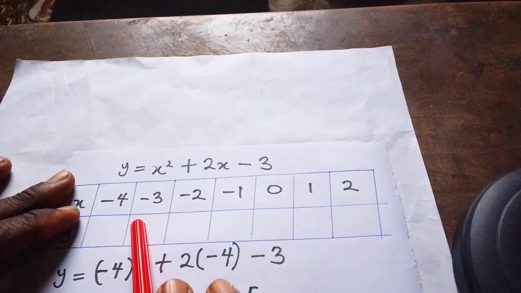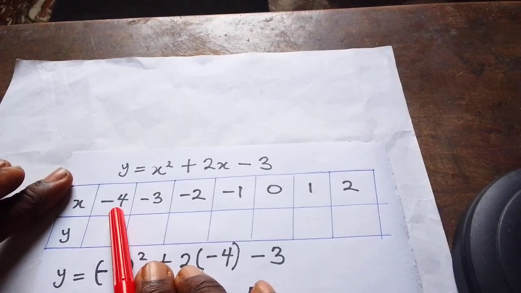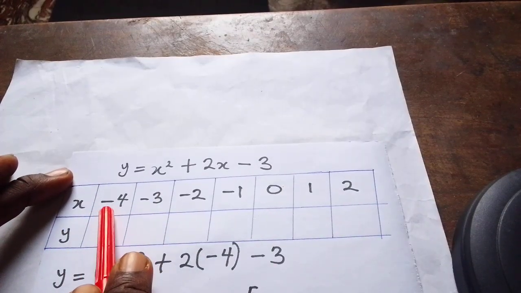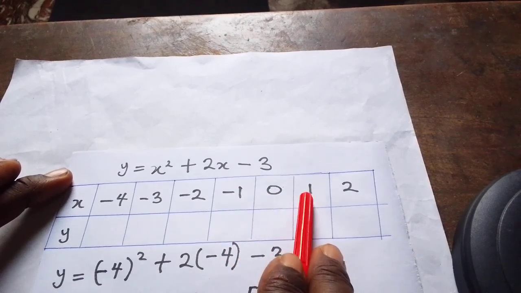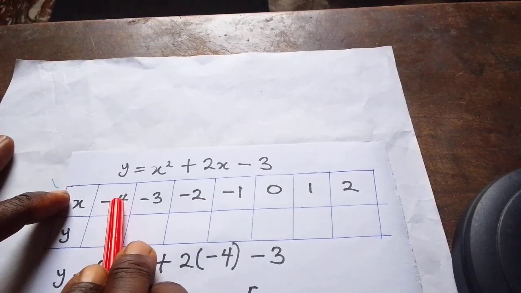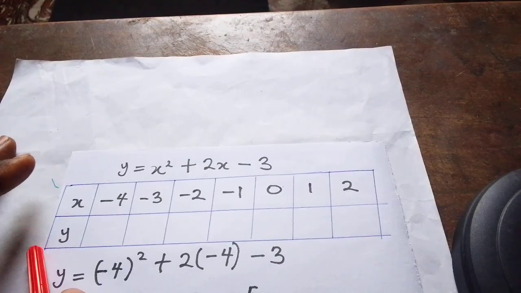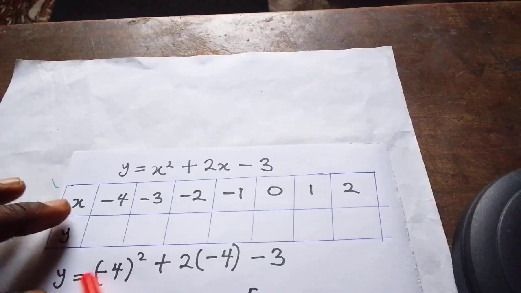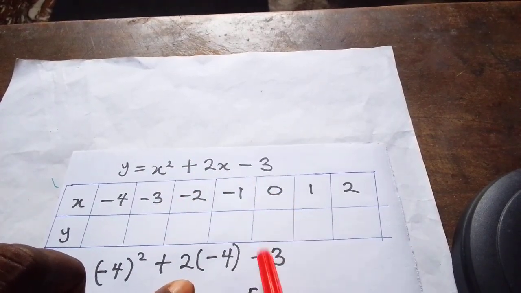To draw the table, you'll be substituting values of x from minus 4 to plus 2. So when you draw your table, you use minus 4, minus 3, minus 2, minus 1, 0, 1 and 2 for the x. Then you substitute these into the equation one after the other to get the corresponding value for y. When x is minus 4, we put minus 4 squared plus 2 times minus 4 minus 3.